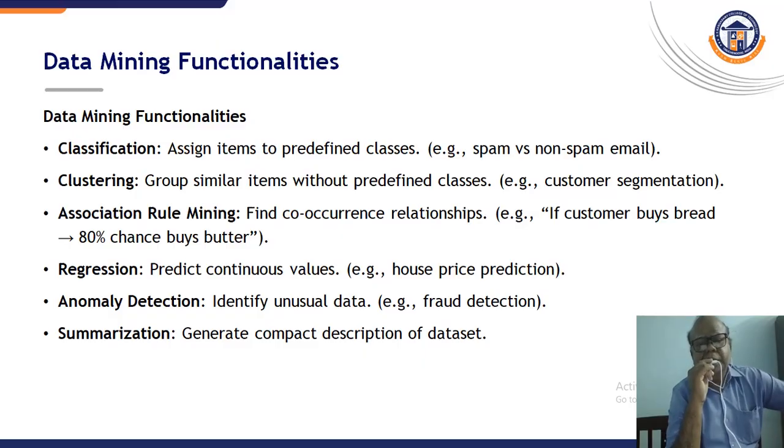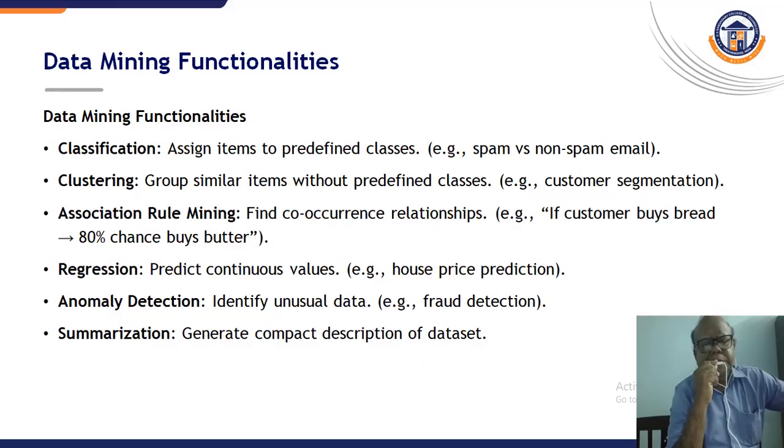Association rule mining is used to find co-occurrence relationships. If a customer buys bread, there is an 80% chance that he can buy butter also, so that it can increase the sales of the supermarket, ultimately leading to profit. So when you apply association rule mining, the familiar algorithms used are the Apriori algorithm and the FP-tree algorithm.